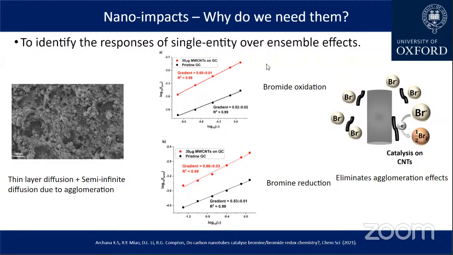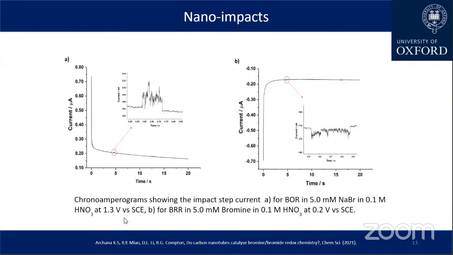Whereas, to eliminate all these agglomeration effects of the carbon nanotube, we need to study the true reaction kinetics of one single carbon nanotube. And that's where the nano impact experiment helps, and it eliminates the agglomeration effects. So further moving on, we did the nano impact experiment, and these nano impact experiments are done by chronoamperometric studies, where the potential is applied for studying that particular reaction. For instance, the bromine oxidation reaction was studied in sodium bromide, and the applied potential was 1.3 volts.